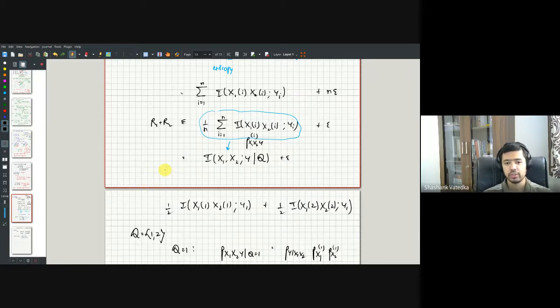So effectively, R1 plus R2 should be less than or equal to this particular mutual information for some particular distribution on Q, and for conditional PMFs, Px1 given Q and Px2 given Q. Right? Any questions?